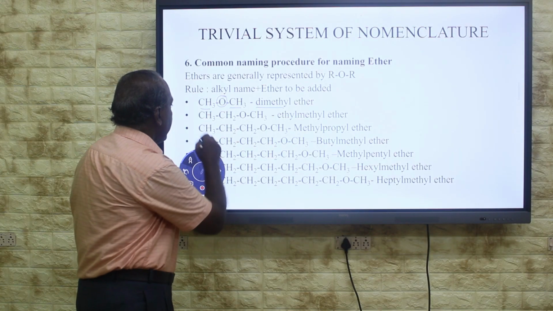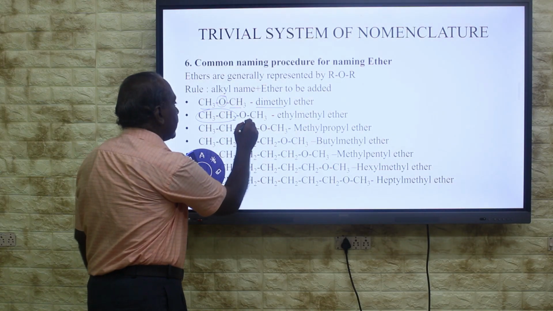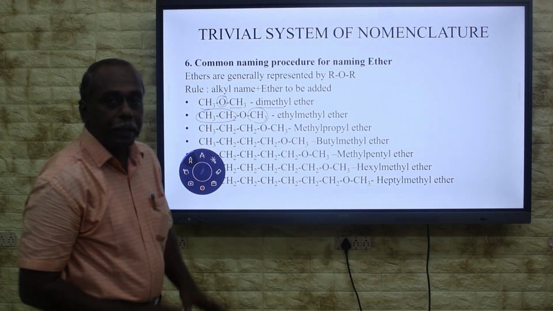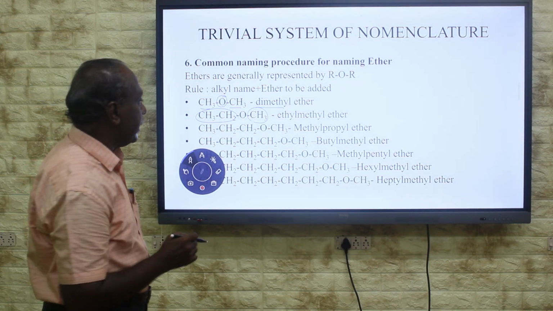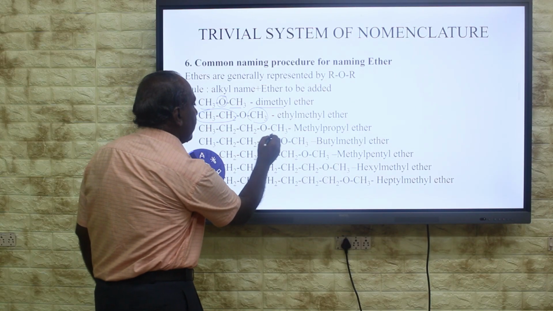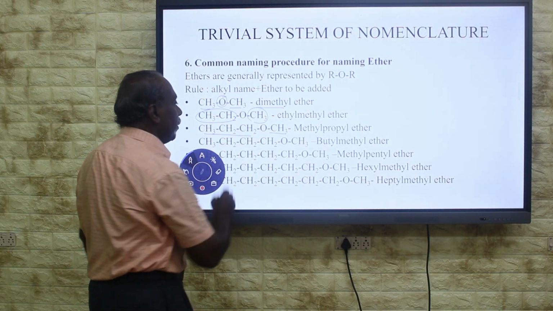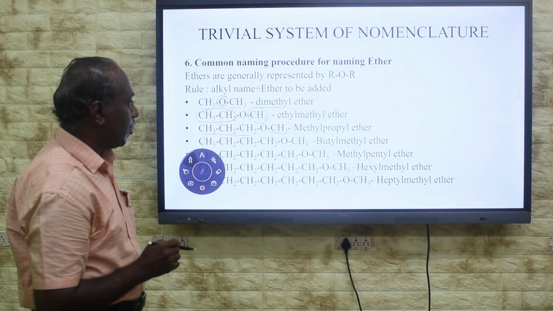ether. When you come to the next member, one side is having ethyl group, another side is having methyl group. These 2 alkyl groups are to be arranged according to the alphabet, ethyl methyl ether. In the next member, one side is having methyl group, another side is having propyl group. Here also these 2 alkyl groups are to be arranged according to their alphabet.